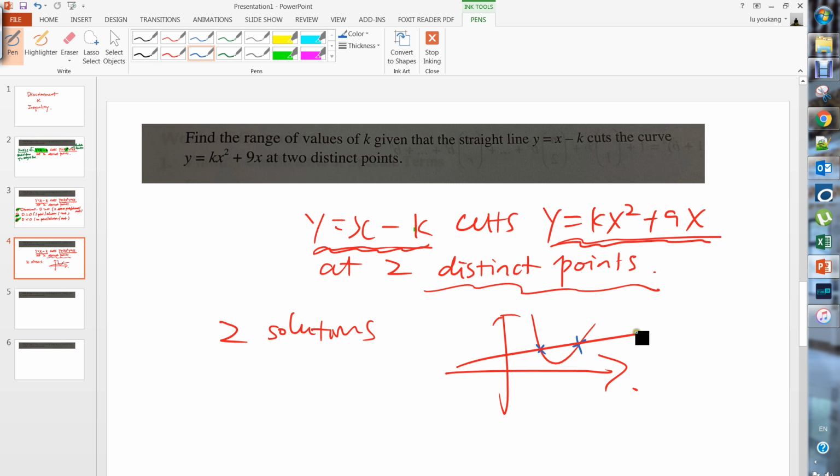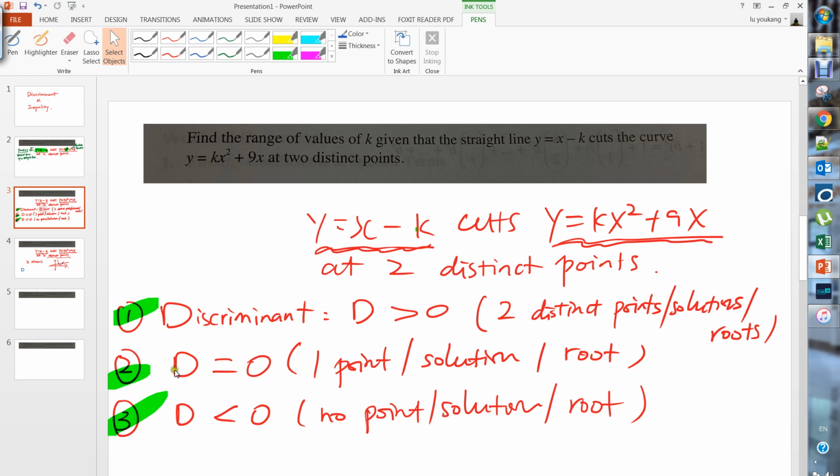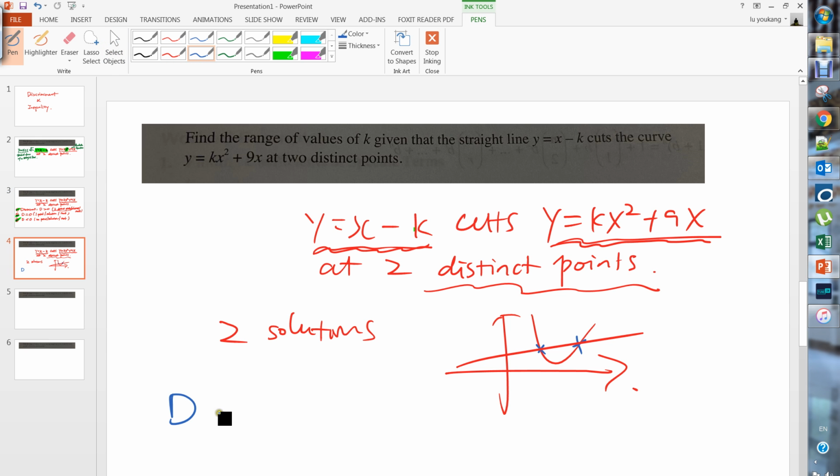What we want to find out is, with two solutions, this means our discriminant, if we refer to the previous slide, two distinct points, discriminant is bigger than 0. This is what you need to memorize. Two solutions, two distinct points, two roots, they mean the same thing. Discriminant is bigger than 0. And our discriminant is equal to b squared minus 4ac.